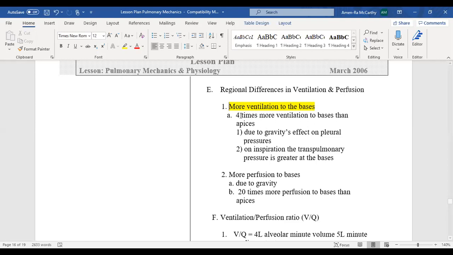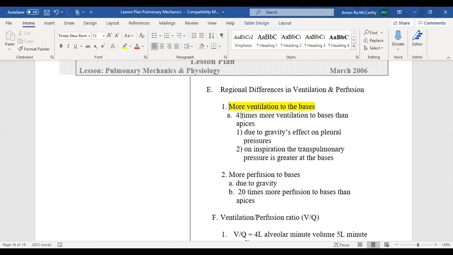You need to know that. 4 times. That might be a question. How many more times is ventilation in the bases than the apices? You gotta know, oh, that's 4, right? Why is it 4 times more? Well, due to gravity's effect on pleural pressures, on inspiration the transpulmonary pressure is greater at the bases, right? When you breathe, the diaphragm drops and it sucks the lungs open. Strong down at the bottom, right? It's sucking that air in, right? What about the perfusion?